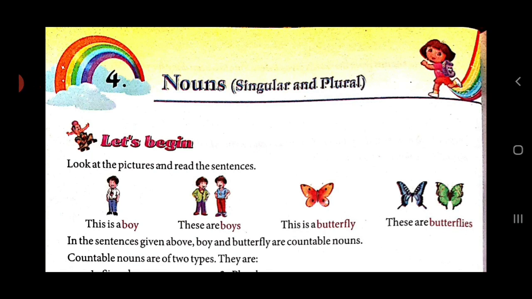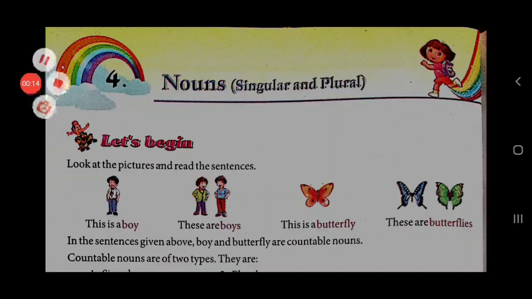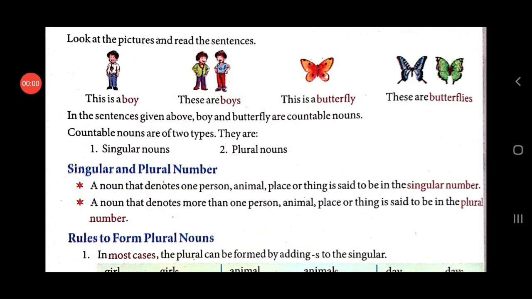This is a boy. These are boys. This is a butterfly. These are butterflies. Now, in the above sentences, children, which we read, boy and butterfly, both of them are countable nouns. That means you can count them. Okay? And countable nouns are basically of two kinds, singular nouns and plural nouns. Now, what are singular nouns and plural nouns?